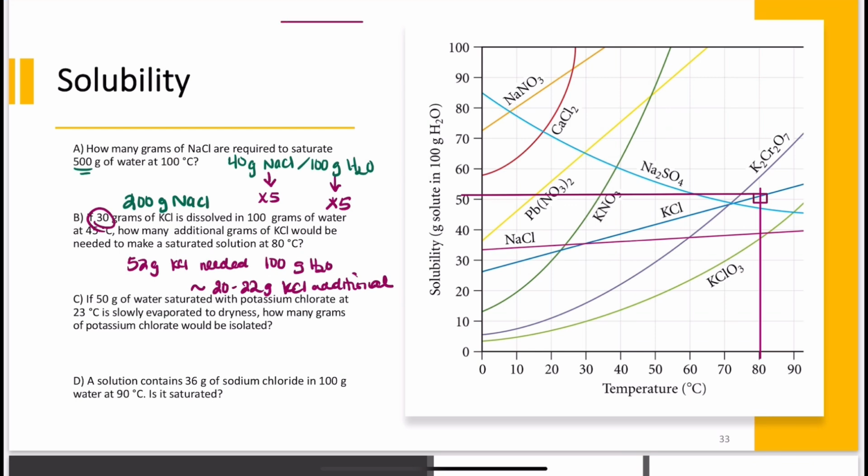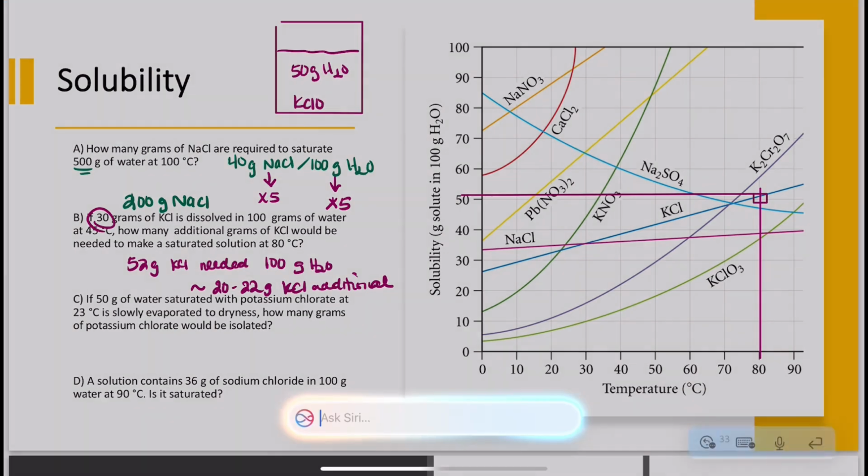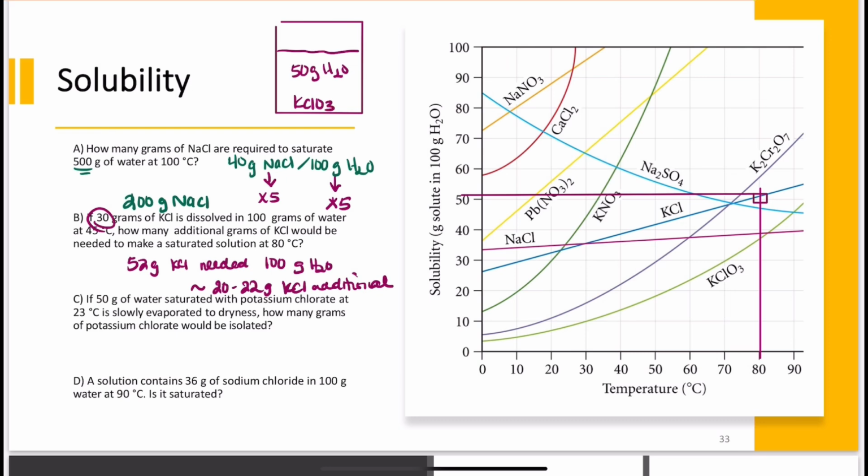What this means is I've got a beaker here, okay? And we're going to pretend that was not that crookedly drawn. I have 50 grams of water, and I currently have an unknown amount of KClO3 in it. We'll figure out how much in just a sec. I know it's saturated, which means that I have the maximum amount of KClO3 that I can have based on this temperature and this amount of water.